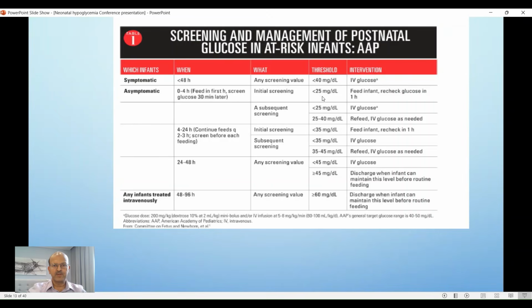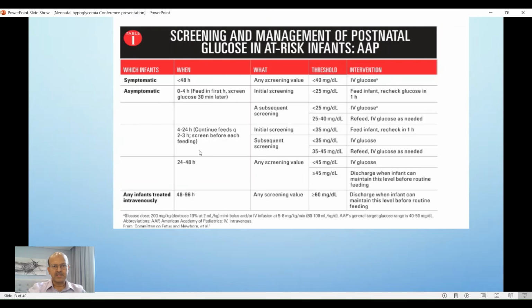So if the initial screening was less than 25, you feed the infant and recheck the glucose in 1 hour. The subsequent screening, if it's less than 25, we have to go for IV glucose. If the next reading is 25 to 40, that is, it starts improving, then you refeed and give IV glucose if it persists to be low. After 4 hours, you change the threshold to less than 35 milligrams. And if the first reading is less than 35, you feed and recheck. You can use a glucogel at this time. I'll discuss that next. And on subsequent screening, if it's less than 35, you go for IV glucose; and if rising but below 45, you refeed and check.